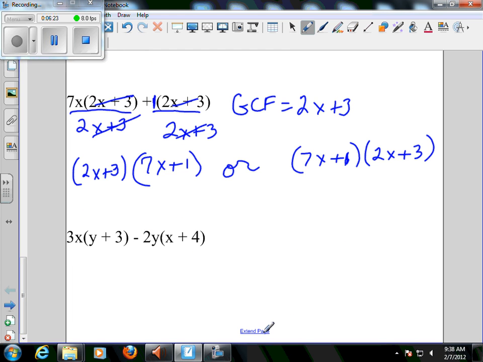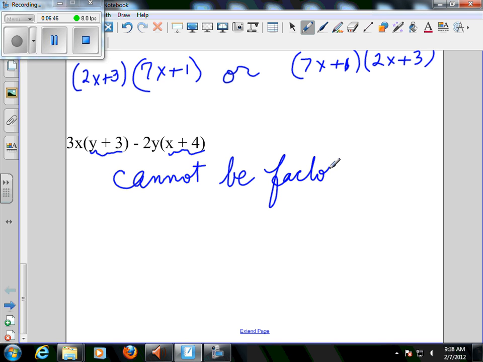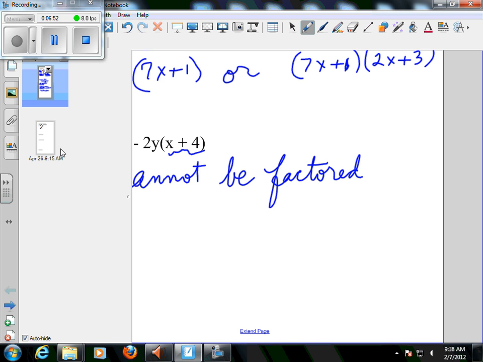Okay, so next, let's look at this next one. We are looking for a common binomial factor. Now here we have y plus 3. Here we have x plus 4. Those aren't the same at all. So we can't factor out a common binomial factor. So we're just going to say this cannot be factored. Okay. So now let's move on to the next page.